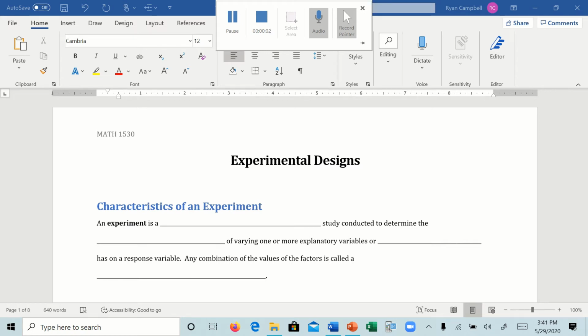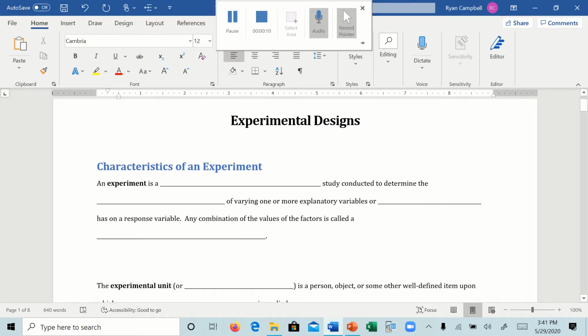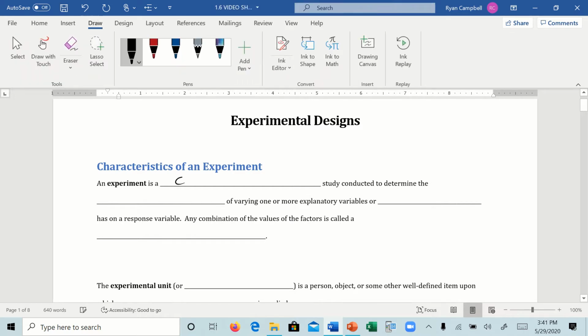All right, so now let's talk about actual types of experiments, and specifically the characteristics of experiments first. An experiment is a controlled study conducted to determine the effect of varying one or more explanatory variables or factors on a response variable. We've already talked about this, right? Explanatory variables explain the response variable. So an experiment is just trying to see if that's true or not.